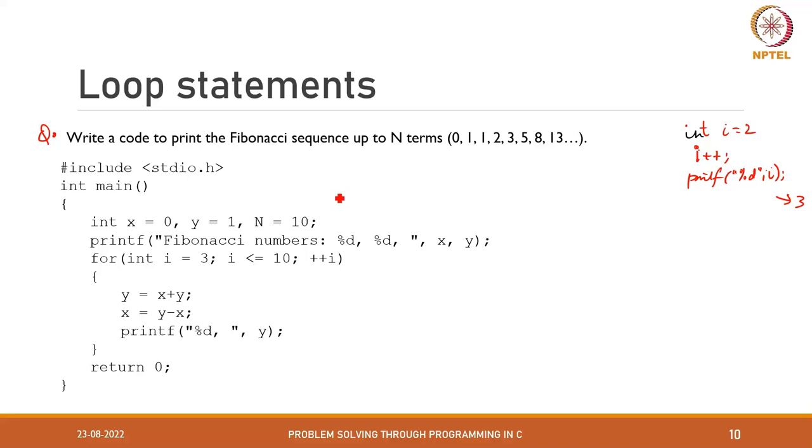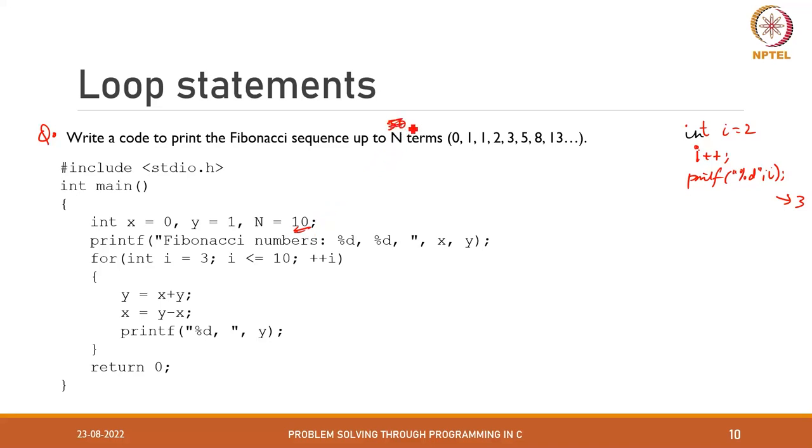The code asks us to print the Fibonacci sequence up to n terms. Say up to 50 terms or whatever; just put any value in place of n. So what is the Fibonacci sequence? We start with 0 and 1, and the next value is the sum of 0 and 1, which is 1, and the next value is the sum of 1 and 1, which is 2, and the next value is 1 plus 2, that is 3, and so on. So that is basically the Fibonacci sequence. Here I have taken a value of 10, so let us stick to that.